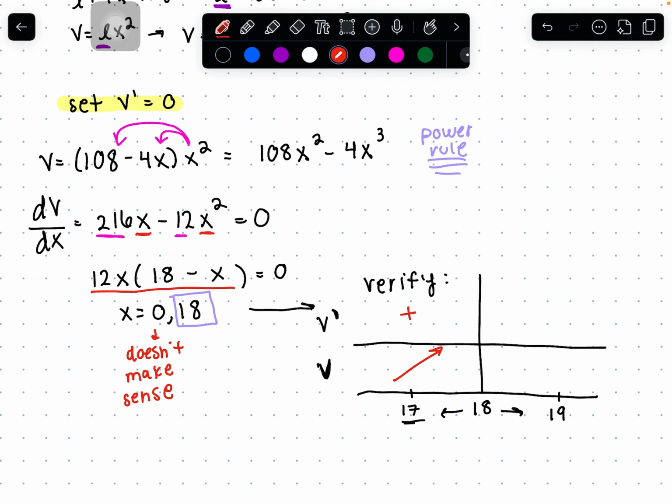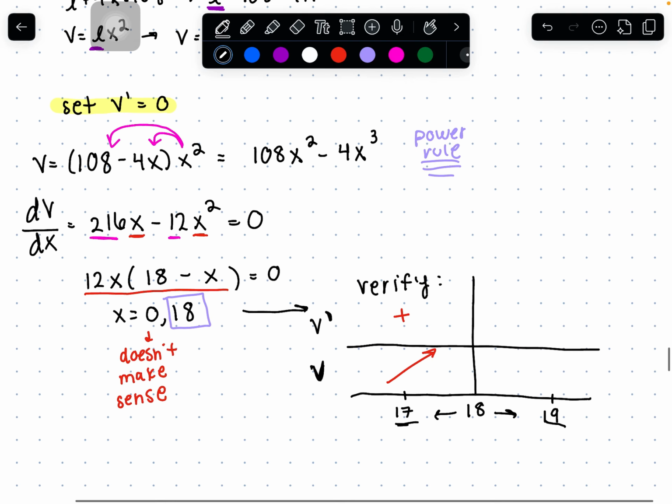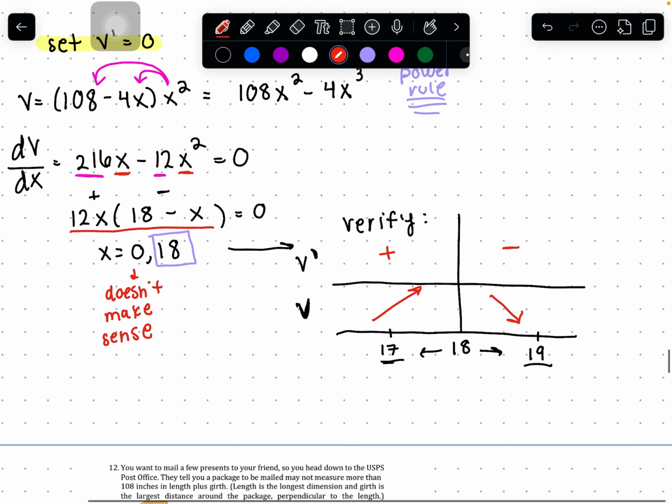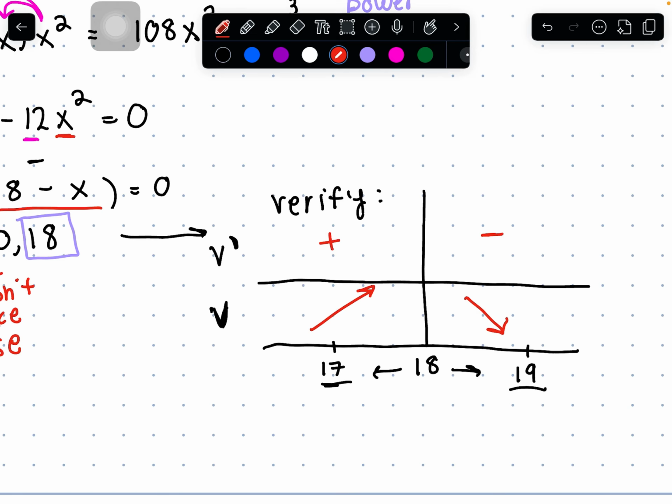Okay, if I plug 19 into this equation, I'm going to have positive and then a negative. So that means my derivative is negative, and that means my volume is decreasing. So what this means is for dimension x, if it's less than 18, my volume is going to be increasing. But once my x value gets bigger than 18, my volume starts to decrease. So this is how I know that 18 will give me a max.